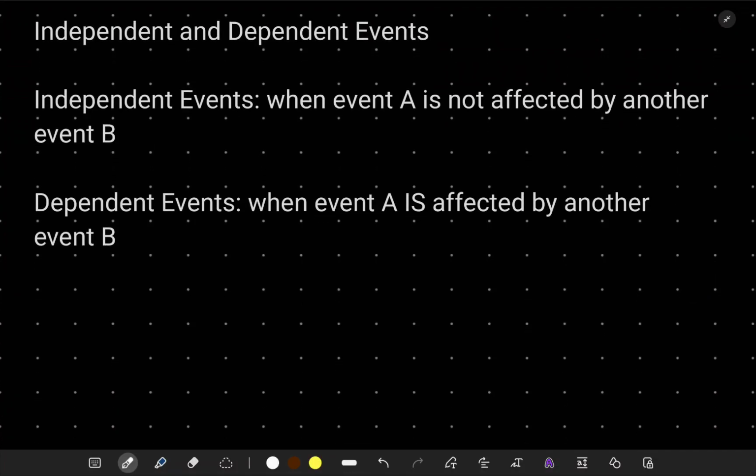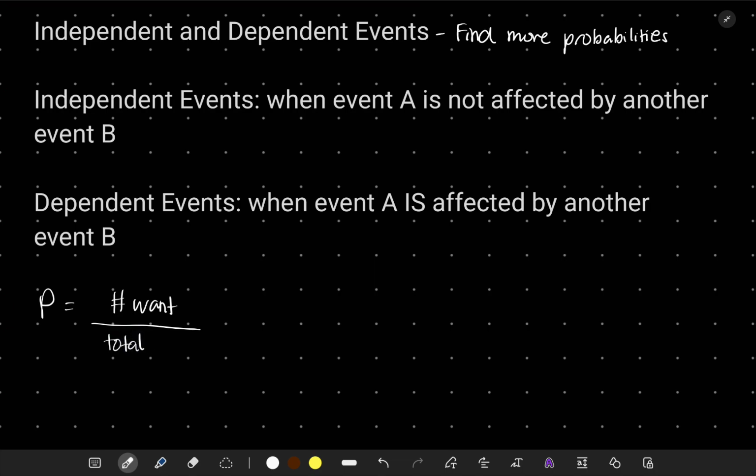We're now going to move on to a new topic called independent and dependent events. This is going to help us find more probabilities. And the reason why we're going to do this in the first place is because when we find these probabilities, if I recall, probability is going to equal the number we want over the total. So when we think about the total amount of outcomes, probability is not always just one singular event, but rather it can be a multitude of events.